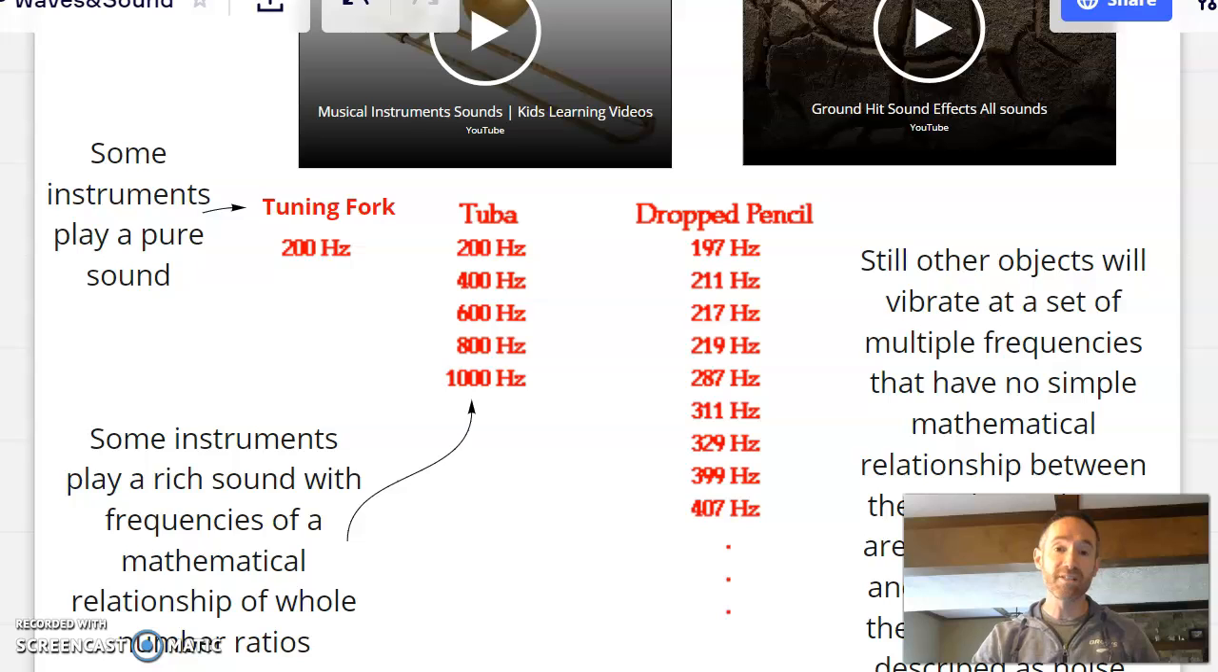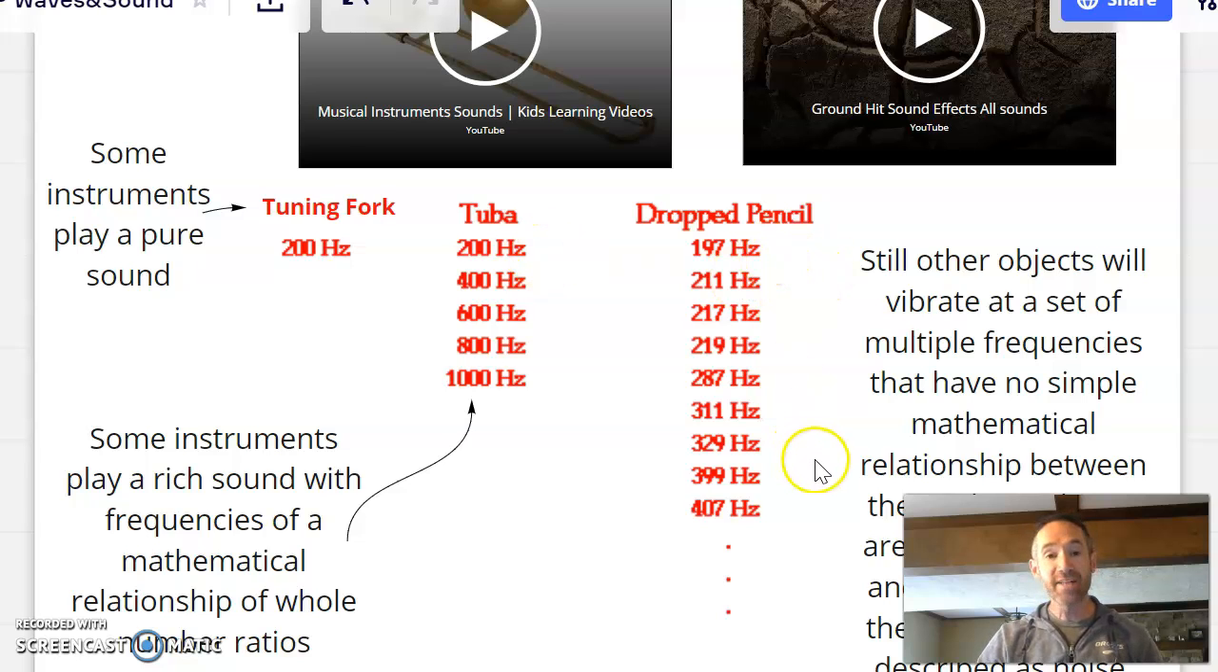Some instruments are going to play a real pure note, like a tuning fork, giving off just one frequency. Other instruments give off multiple frequencies, and if you describe the sound as musical, the frequencies in there are going to have a mathematical relationship. Online I found that a tuba is going to play at 200 and 400 and 600, so you can see a mathematical relationship between these frequencies, and we would call that musical.